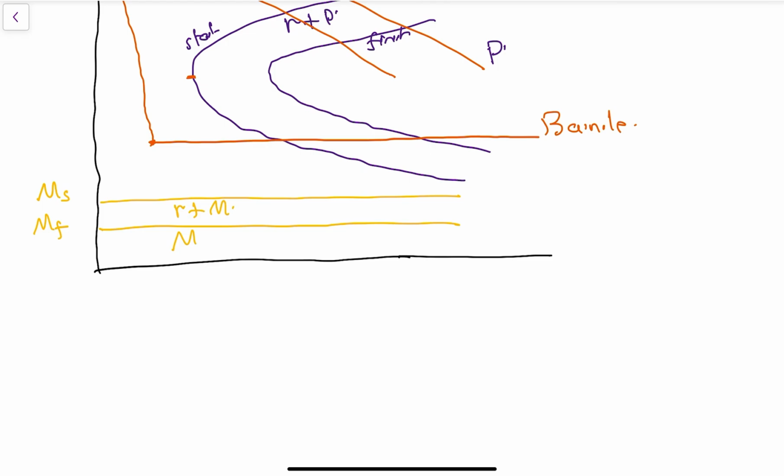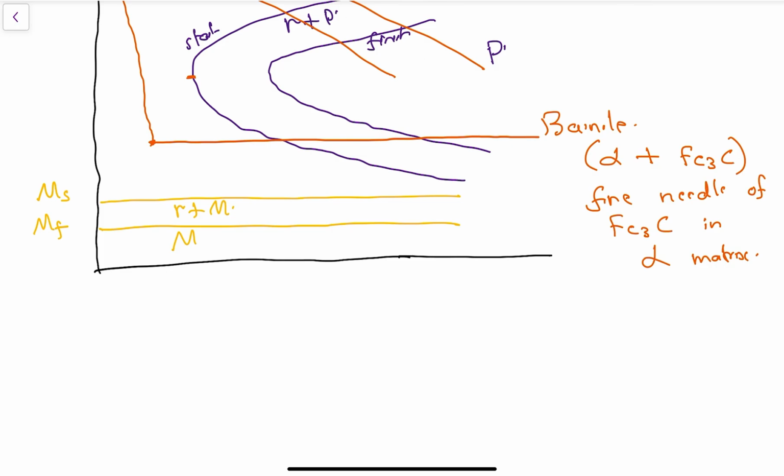So again, this bainite is a fine lamellar structure of alpha and Fe3C. See, just like the pearlite, but here the difference is that it has fine needles of Fe3C in the alpha matrix. Okay. So you know that at a very low temperature, the nucleation rate is very high and the growth rate is very slow. Okay, so that is why we are getting a structure like the fine needle shaped cementite in the alpha matrix.